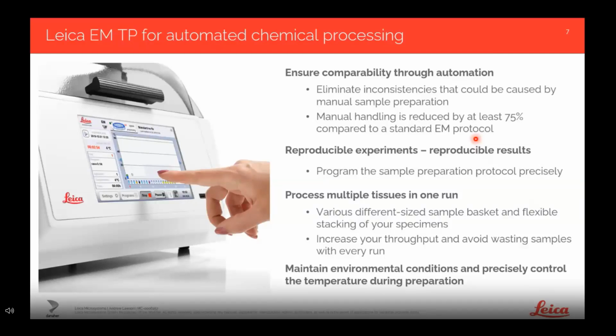Through automation, we can eliminate a lot of inconsistencies that might be caused by manual sample prep. And we can also reduce that manual handling by about 75% compared to a standard manual approach. That automation also allows us to reproducibly process our samples. And through our different sample baskets, we can process many tissues in a single run, increasing our throughput and decreasing the handling that's necessary. We can also maintain the environmental conditions during the processing, including temperature.